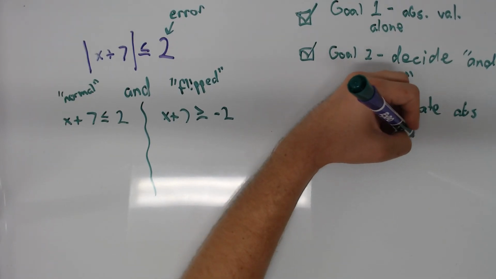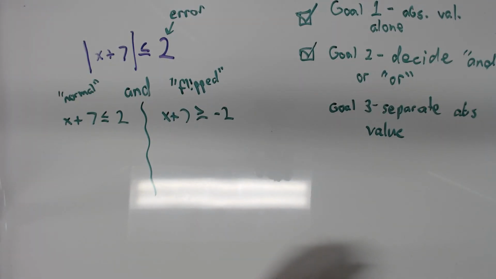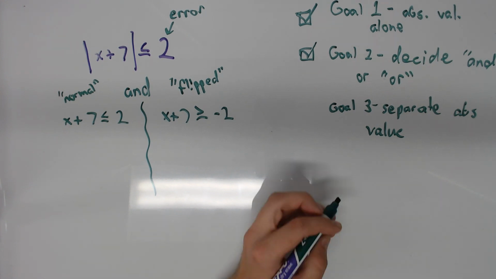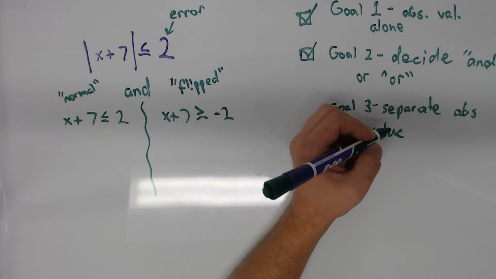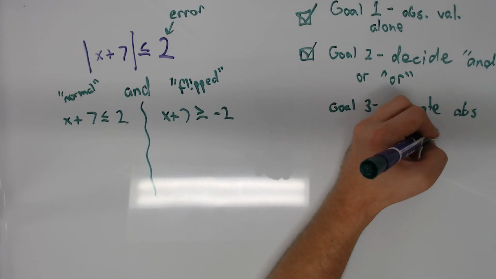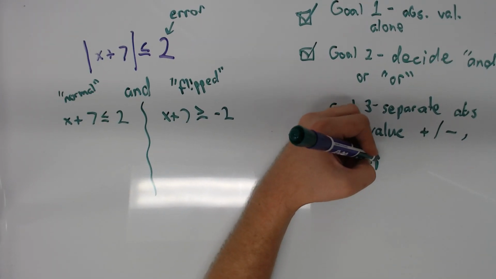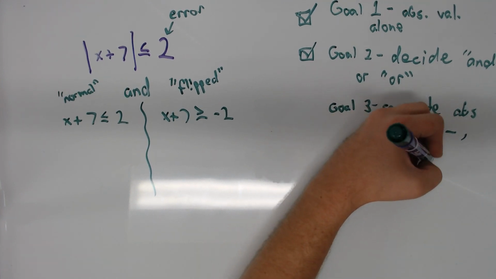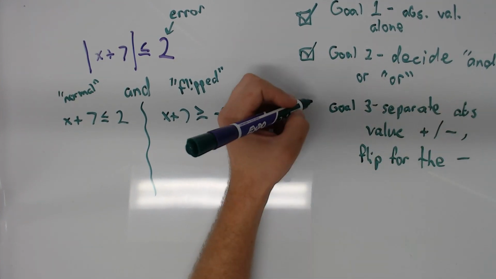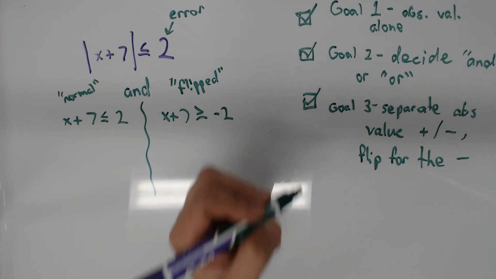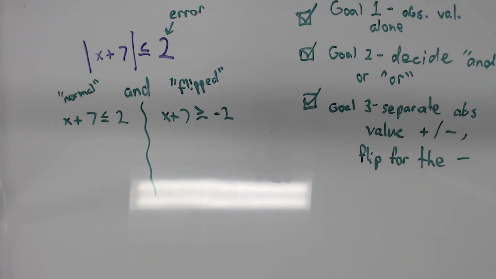And if you look at the notes that I handed out or look at the answer key for the notes, it'll have all this stuff filled in for you. Separate the absolute value into a positive and negative answer. Flip the symbol for the negative. Flip for the negative. All right, I'm writing this in a really shorthand text, but these goals are written right on your paper.